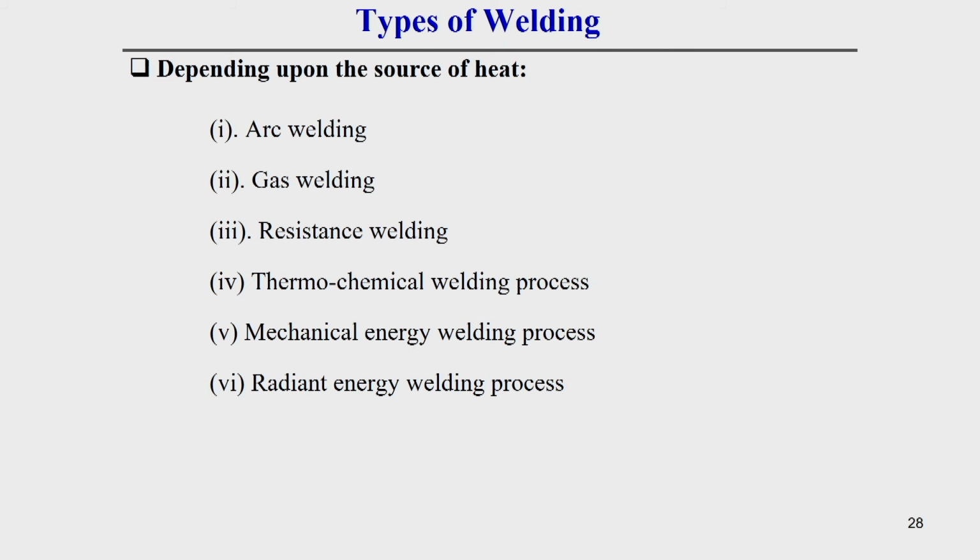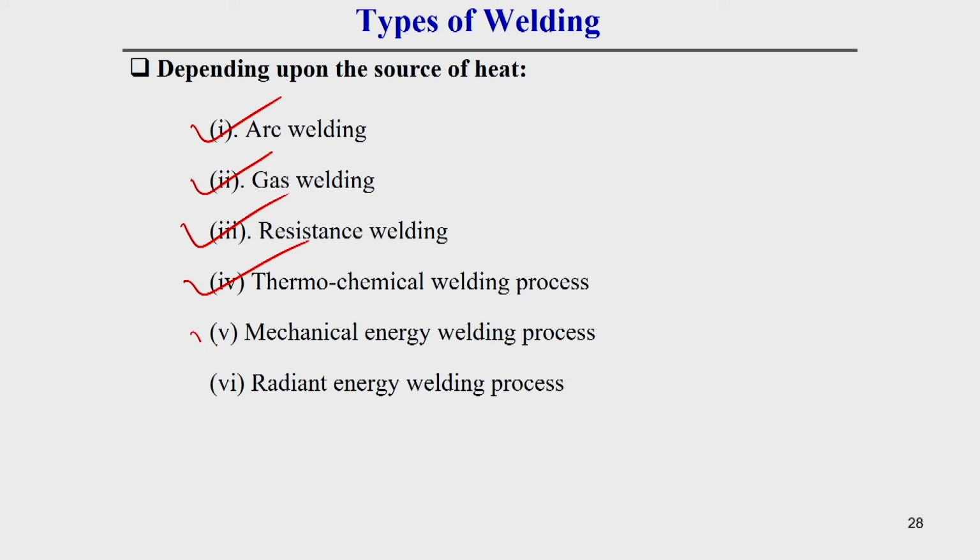First of all, depending upon the source of heat, that means which source we are using to do welding. Depending upon this source of heat, this welding process can be further categorized into another 6 different categories. This source of heat either can be arc from electric arc, it can be from gas reaction, it can be from resistance, it can be from thermochemical reaction.